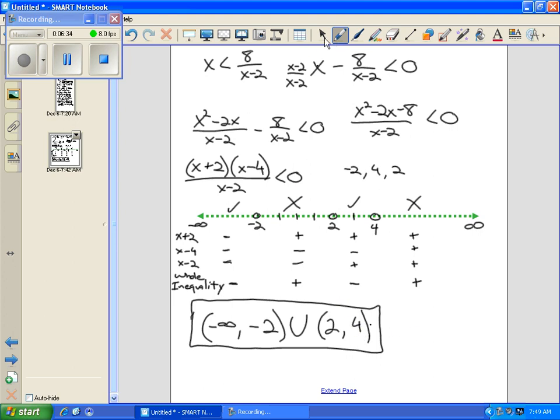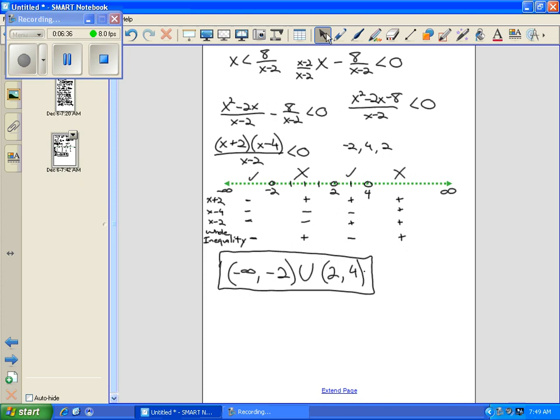So that's it. Here you can try one on your own and check with me in class to see if you got it. Here's one to try. x is less than 2 over x minus 1. The steps are very similar to the one I just did. See if you can do it on your own.